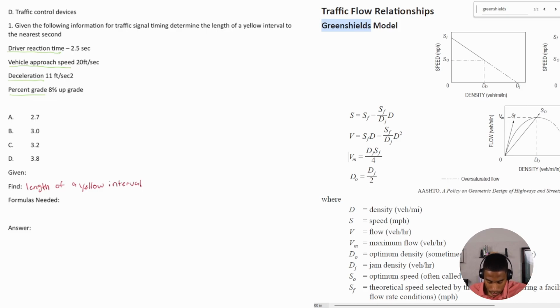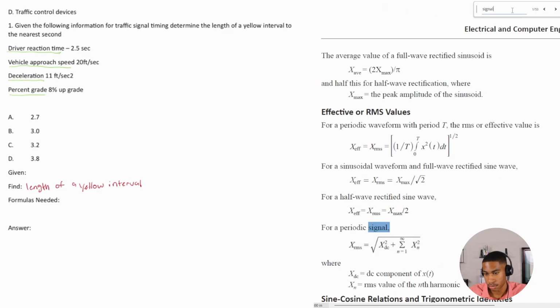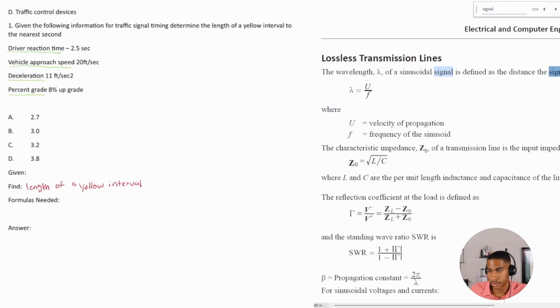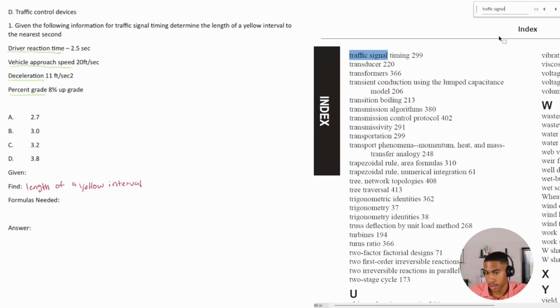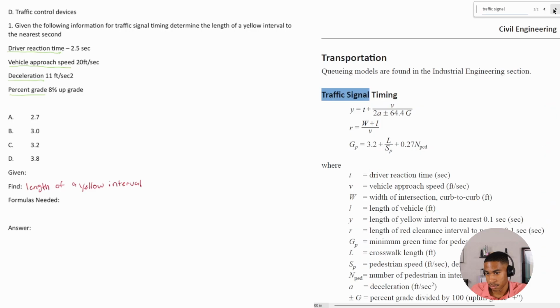Okay, so what are the formulas that we need? All right, so traffic signal timing. I'm just going to search in my FE handbook signal and see what comes up. All right, so 53 things come up. So I'll do traffic signal. All right, only 2 things come up. Cool. Traffic signal timing.